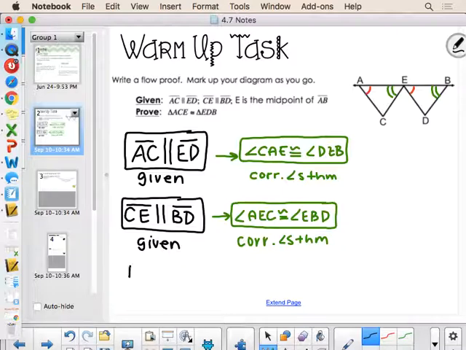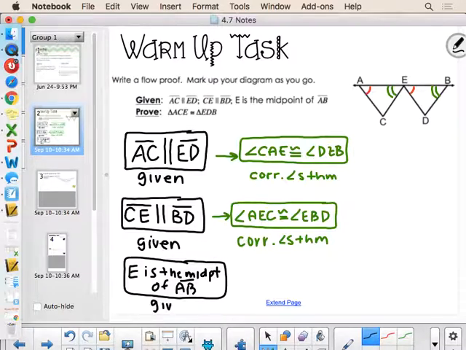Very good. So I'm going to state that E is the midpoint of segment AB. And our reason on that one is just simply given. What does that given mean? What does that given give us about the situation in the diagram? Very good. AE is going to be congruent to EB. So I'm going to bring that up. Because of this fact, I know that segment AE is congruent to segment EB.